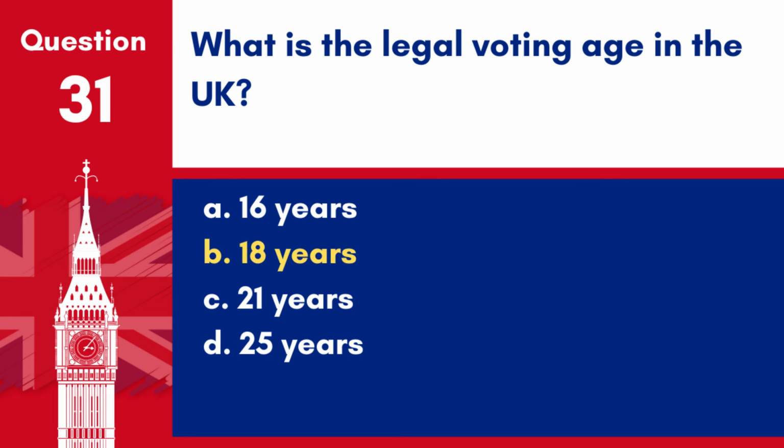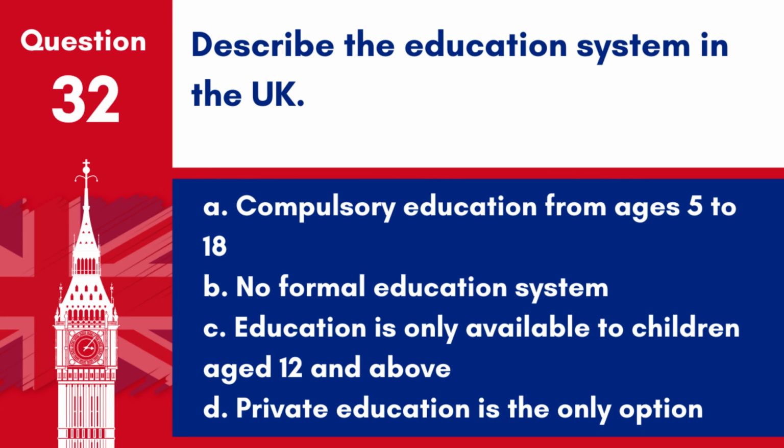Answer B. 18 years. The legal voting age in the UK is 18 years. Question 32. Describe the education system in the UK. A. Compulsory education from ages 5 to 18. B. No formal education system.